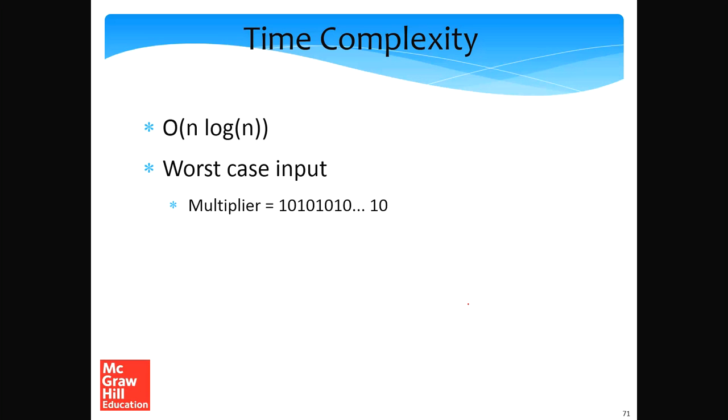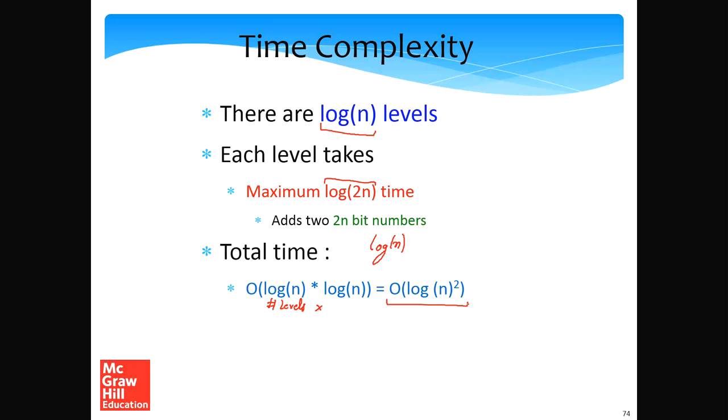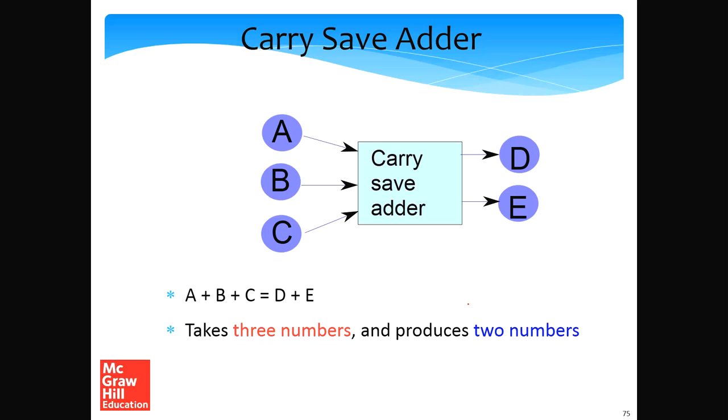So log n square is much better than n log n, so this is a far faster multiplier in that sense, but we can do better. We can do much better as it turns out. Before we discuss how, it is important for me to mention that there is a new kind of device that we can use, and we have to use. It's a carry save adder.